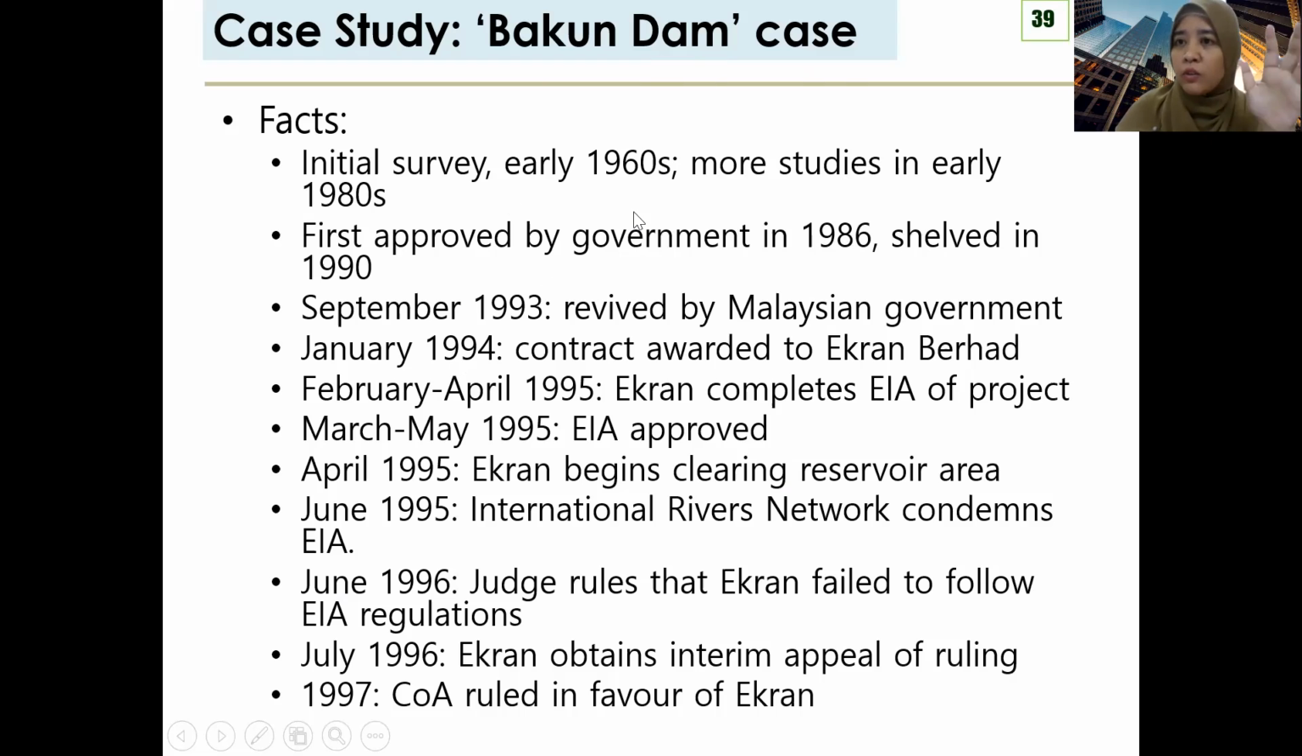So every 9 to 10 years or so, our economy goes through a cycle, right? Apparently at that time, upon approval, there was an economic downturn, so that's why it was shelved. It means it didn't proceed, shelved means KIV. But then again, it was revived in September 1993 by the Malaysian government.